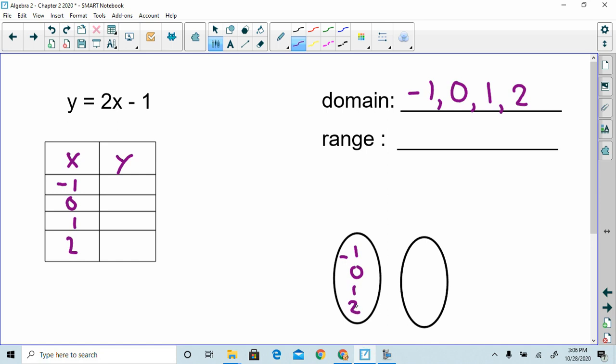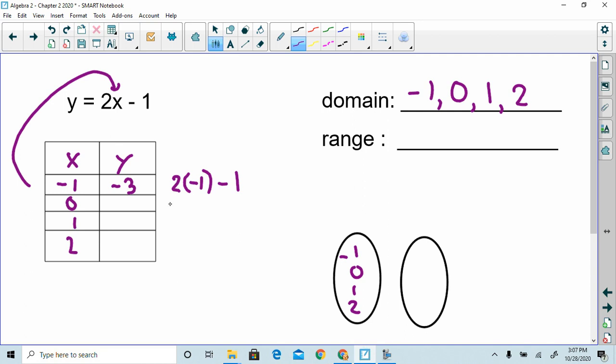I now have to get my y values. Now, I mentioned that the x values were independent variables because I can choose any value of x. But y depends on what value of x I pick because I have to now put it into the rule. I'm going to take one number at a time and substitute it in. I'm going to have 2 times -1 minus 1. Well, -2 minus 1 will give me -3.